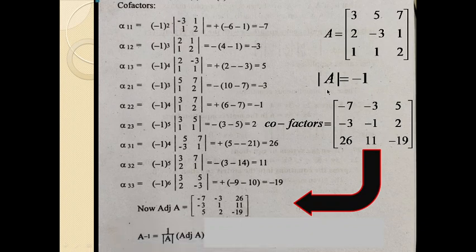Now you have determinant as well as adjoint. So in order to find the inverse of a matrix, the equation is A raised to minus 1 equals 1 by determinant of A into adjoint of A. So it can be written as 1 divided by, we already found the determinant minus 1. So 1 divided by minus 1 into adjoint of A, it is written as minus 7.